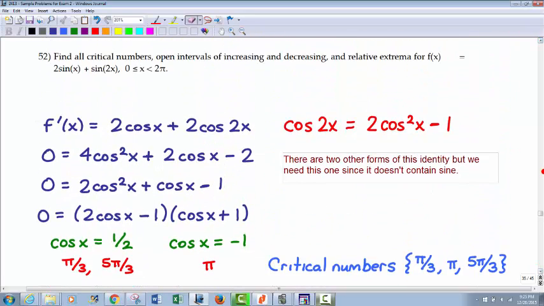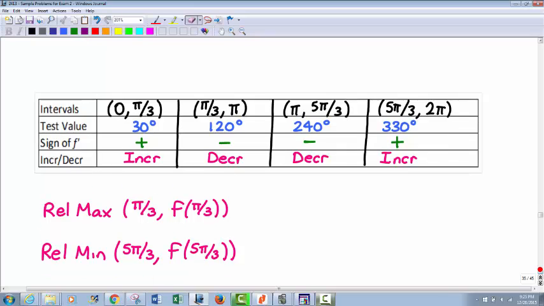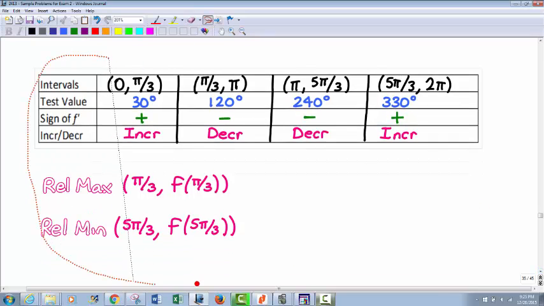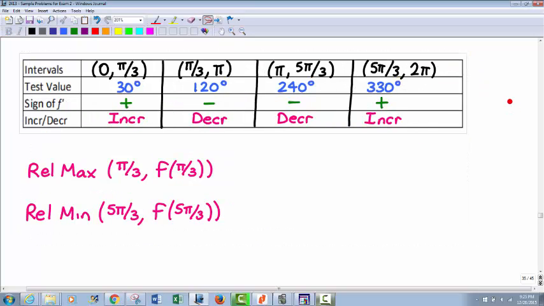So we have test values. I got positive, negative, negative, positive. So that gives me increase, decrease, decrease, increase. And so there I have a relative max at f of pi over 3 because it goes increase to decrease. Then I have a relative min at 5 pi over 3 because it goes decrease to increase. And nothing's happening in the middle because it stays decrease to decrease. So nothing happened there.